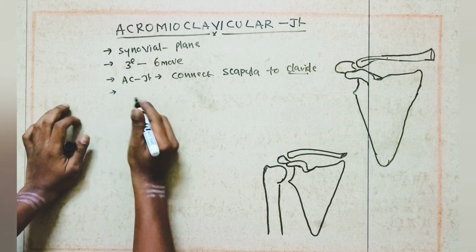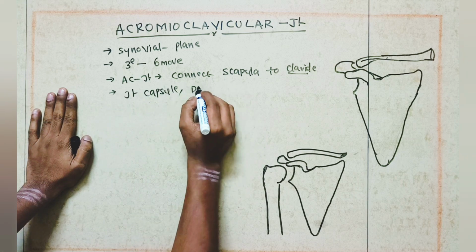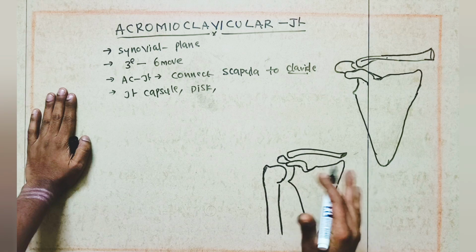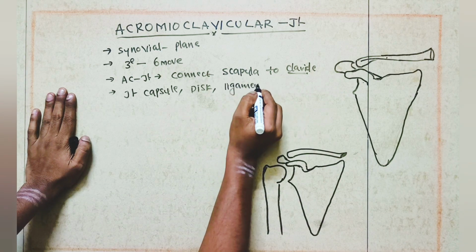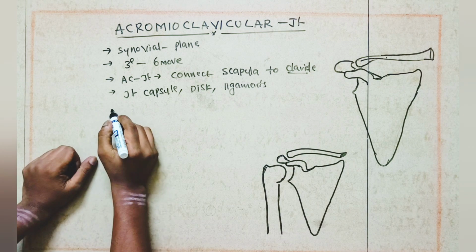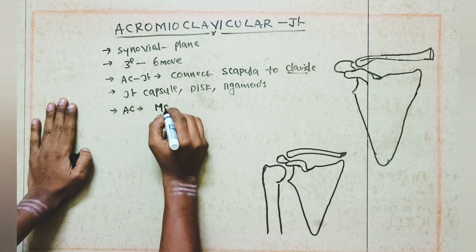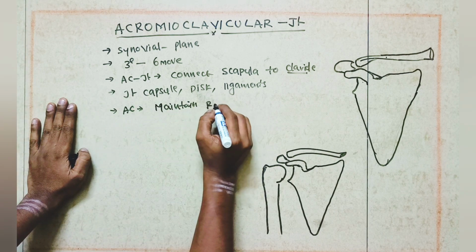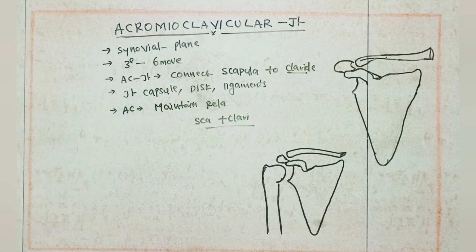Because it is a synovial joint, the acromioclavicular joint has a joint capsule and a disc. Sometimes the disc may be present, sometimes it may not be present. Ligaments will be present for this joint to provide stabilization. And one more last point: this joint maintains the relation between scapula and clavicle. So this is the introduction to the acromioclavicular joint.